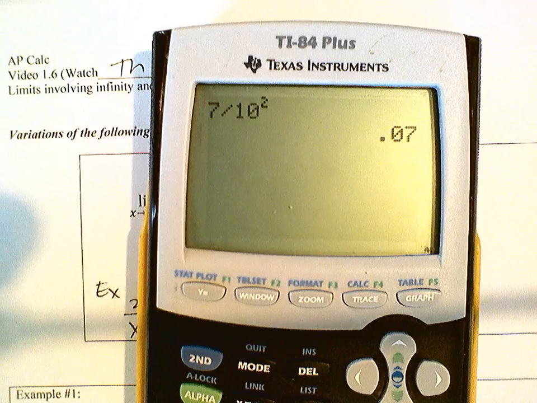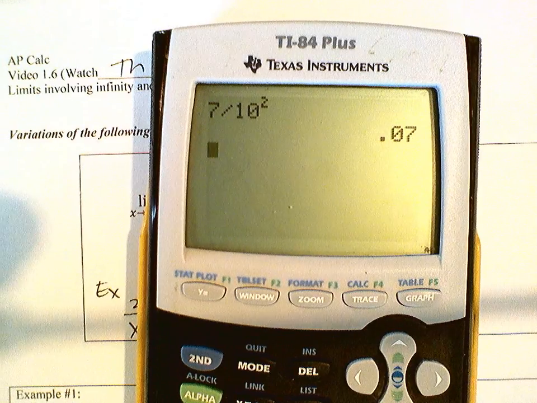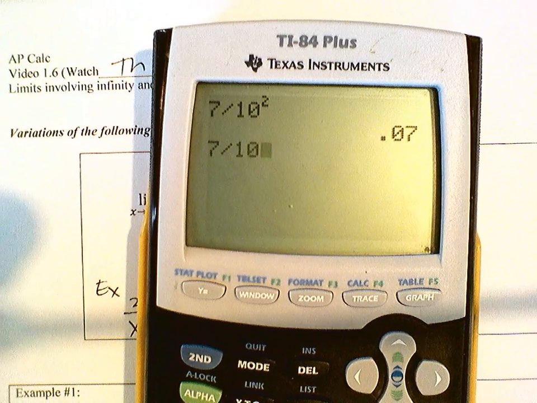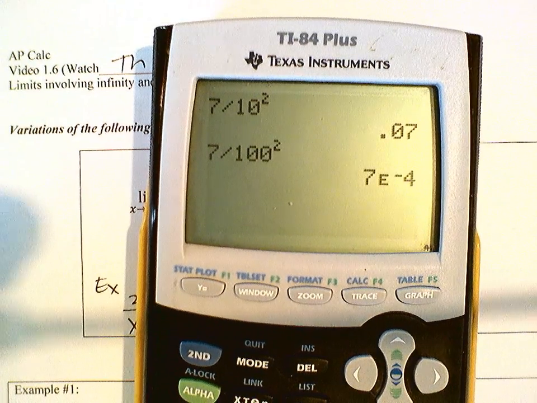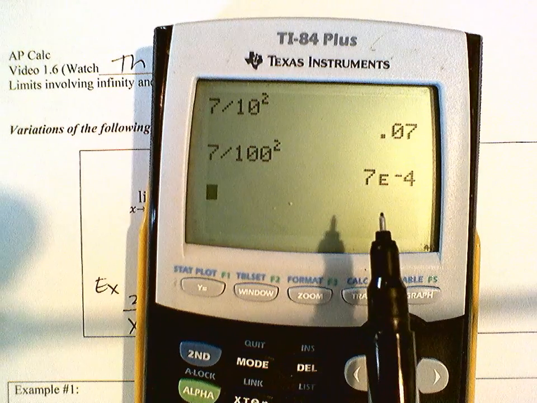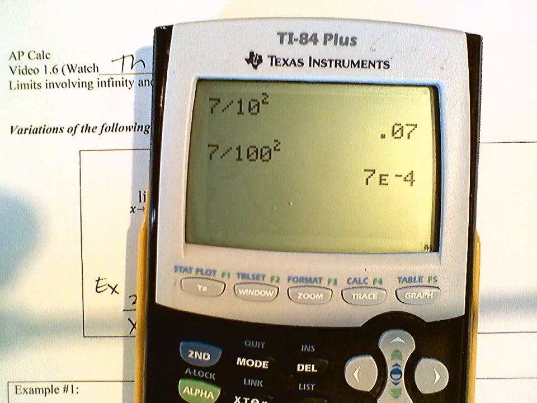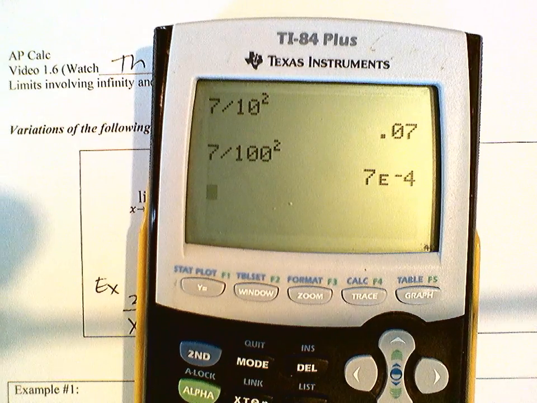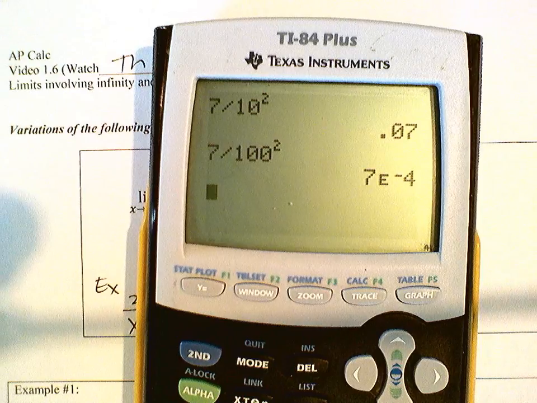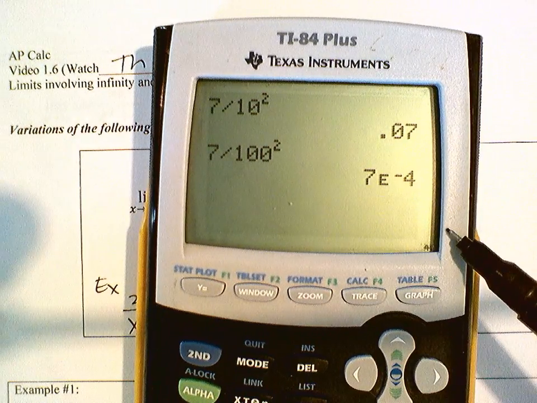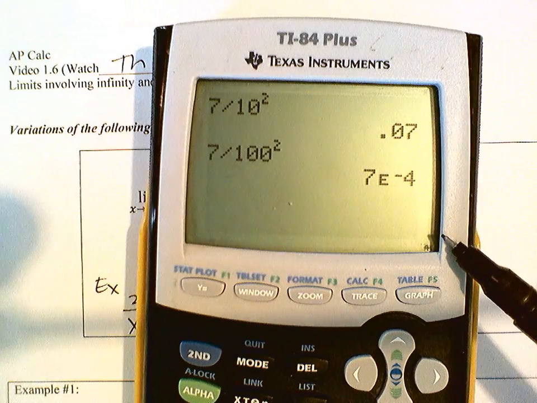0.07, that's a pretty small number. Let's see what happens when I plug in an even bigger number for x. 7 over 100 squared. It gets even smaller. This on the calculator means 7 times 10 to the negative 4th. That's a very, very small number. It's like 0.00007. And as you can imagine, as x is getting bigger, the output is getting smaller. So the y's are getting closer and closer to 0.